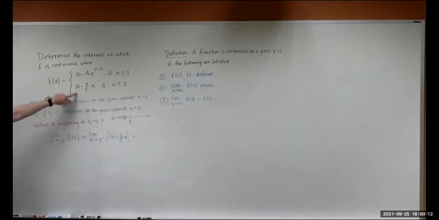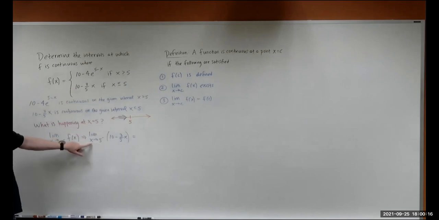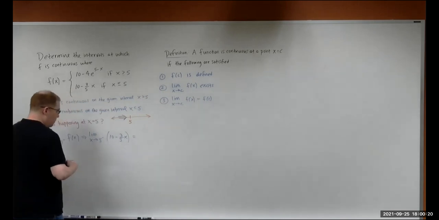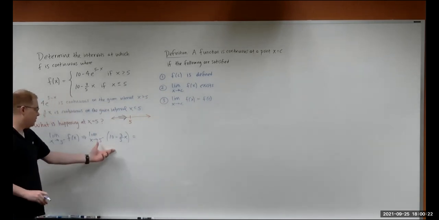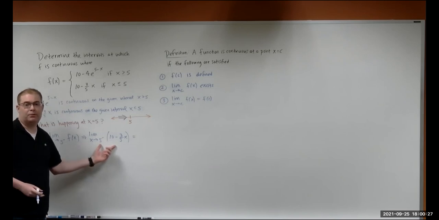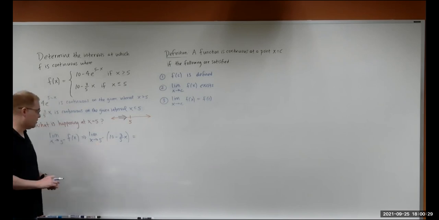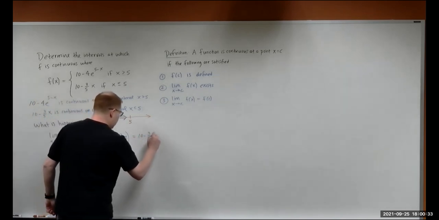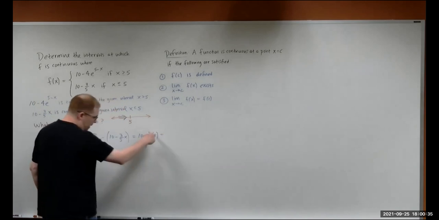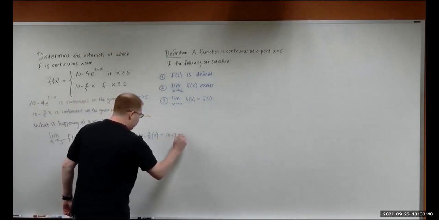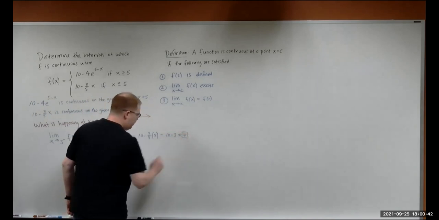Again, we're using this piece because x is approaching 5 from the left. Now we just do a direct substitution, or plug in x equals 5. So 10 minus 3/5 times 5. The 5s will cancel out, so we're left with 10 minus 3, and that's obviously equal to 7.